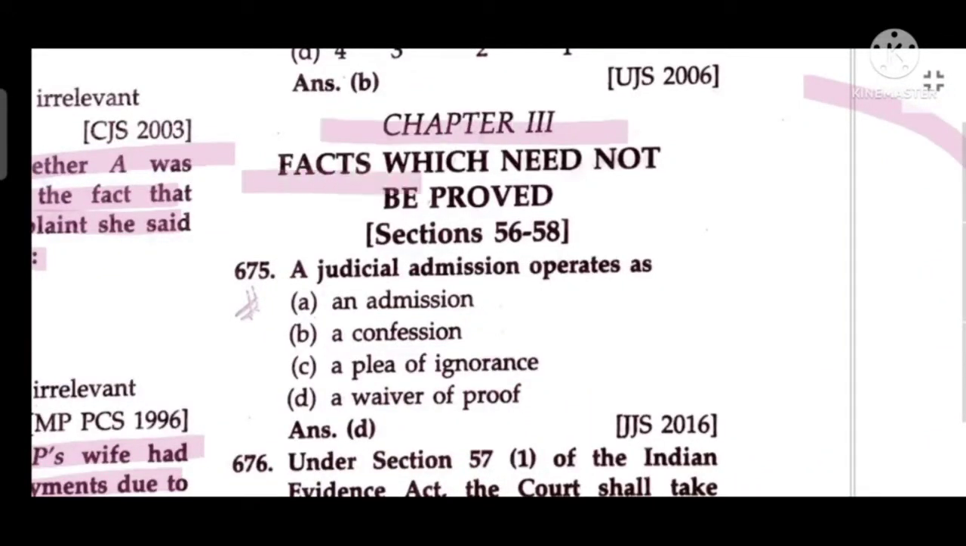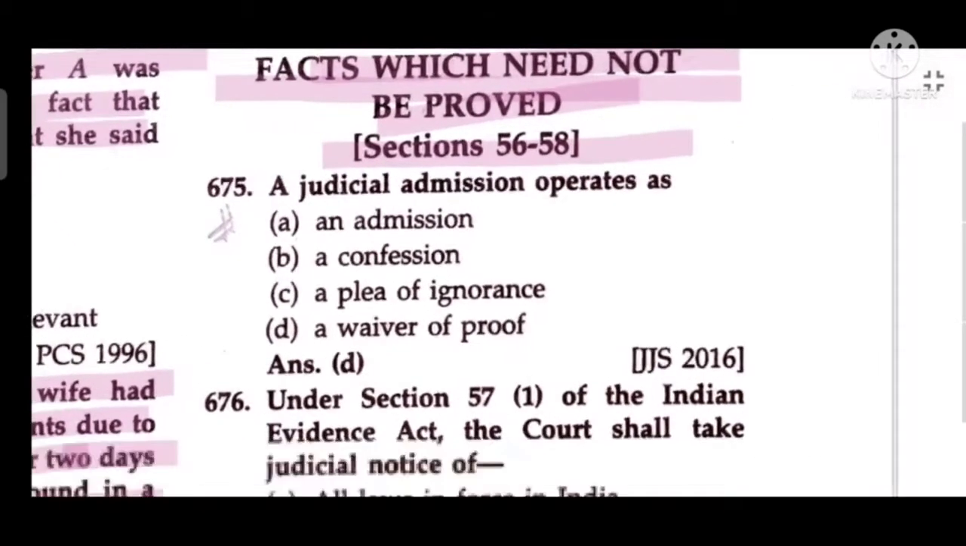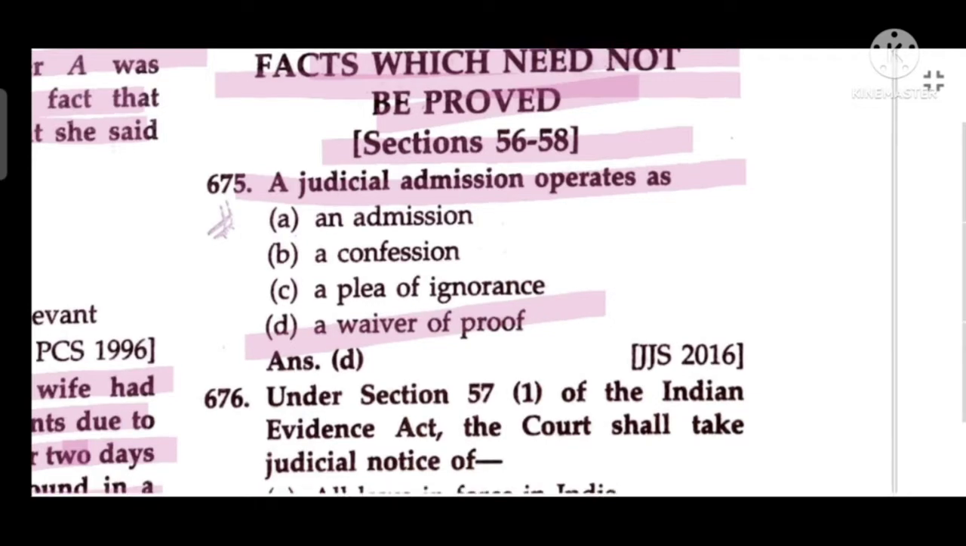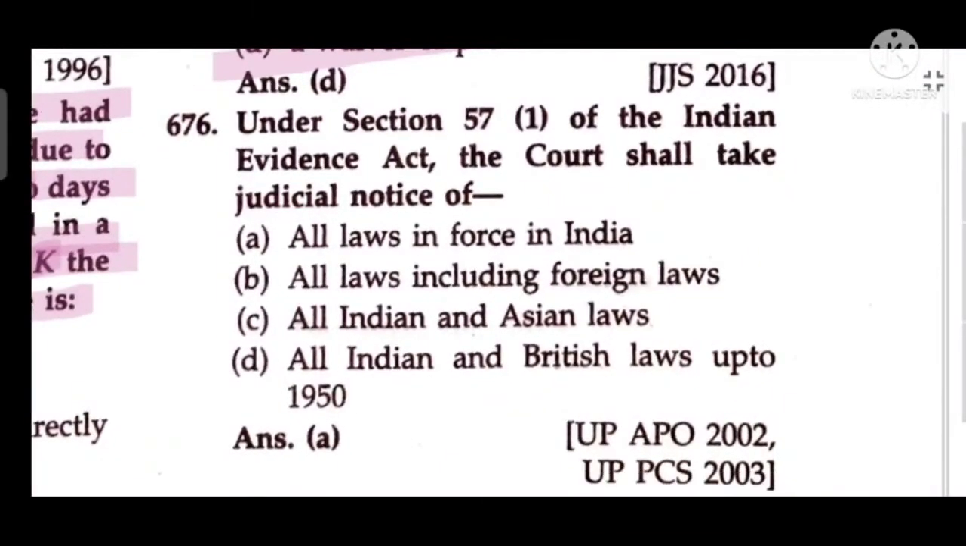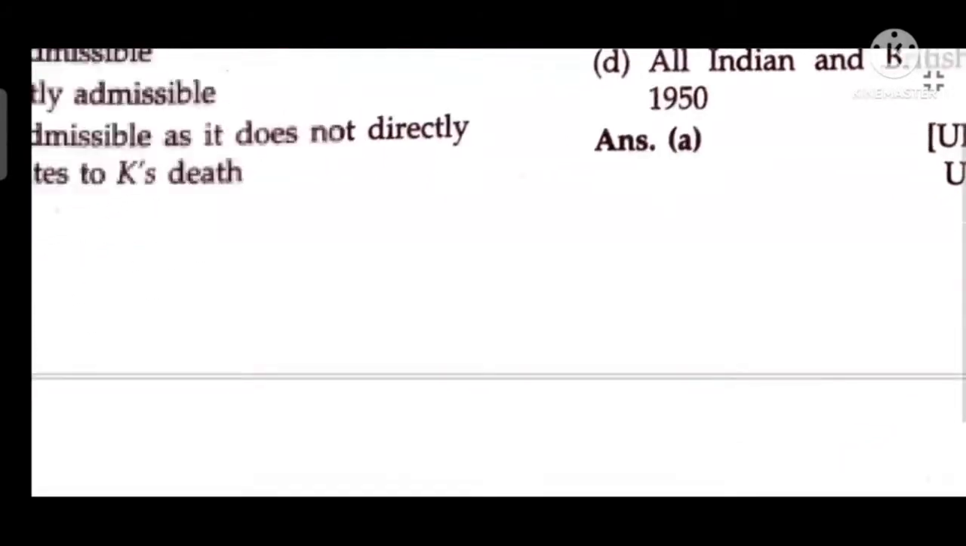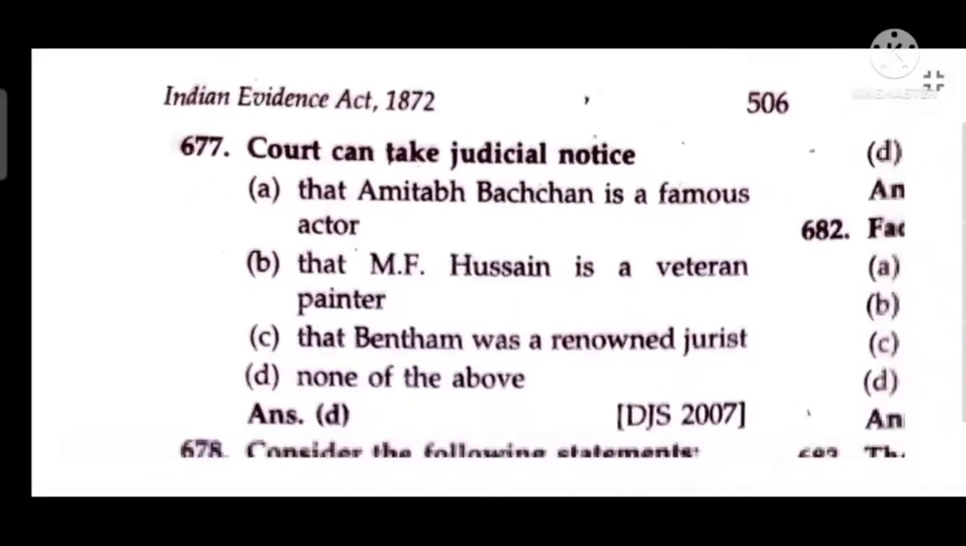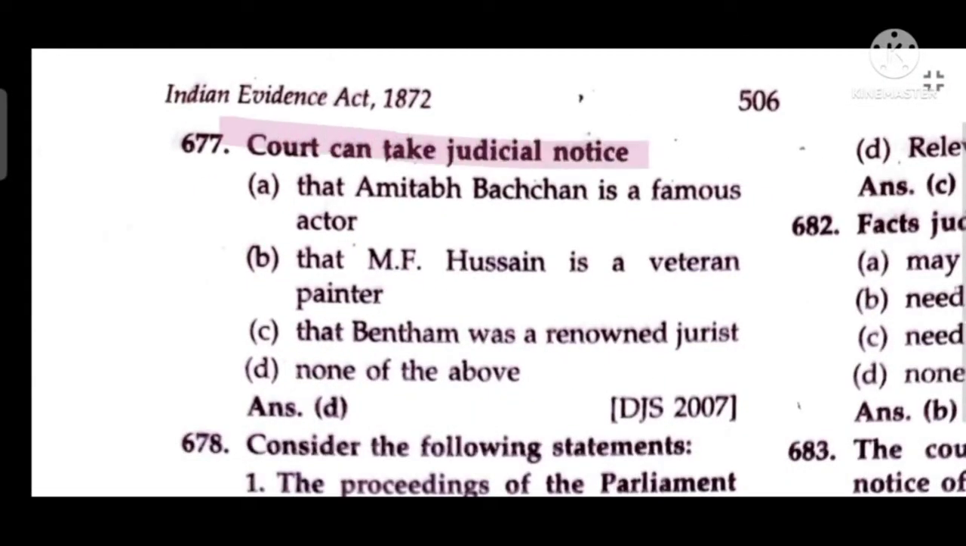Chapter 3, Facts Which Need Not Be Proved, Sections 56 to 58. A judicial admission operates as a waiver of proof. Under Section 57(1) of the Indian Evidence Act, the court shall take judicial notice of all the laws enforced in India. The court can take judicial notice of none of the above.